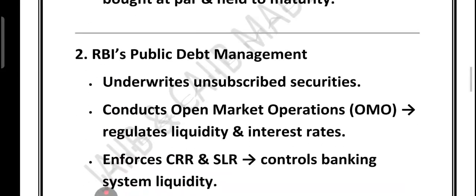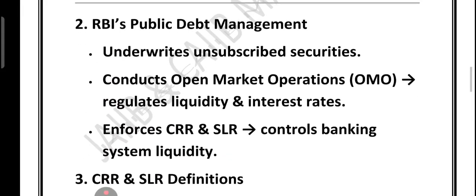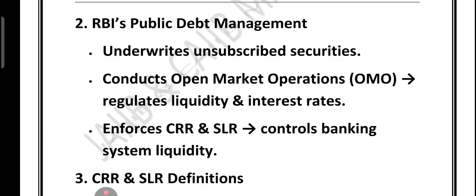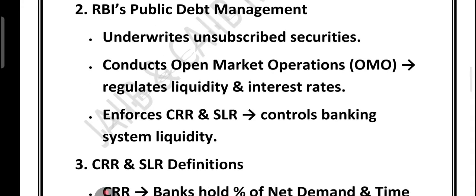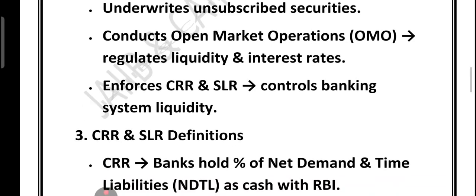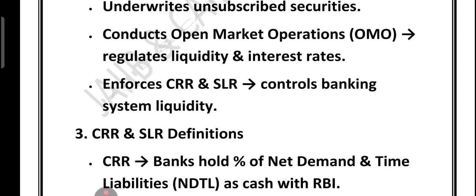Then we have the RBI Public Debt Management, PDM. So RBI ensures smooth functioning of the debt market and controls liquidity in the banking system. Then we have underwriting. Underwriting means RBI guarantees unsubscribed government securities. OMO, open market operation: RBI buys or sells securities to regulate liquidity and interest rate.